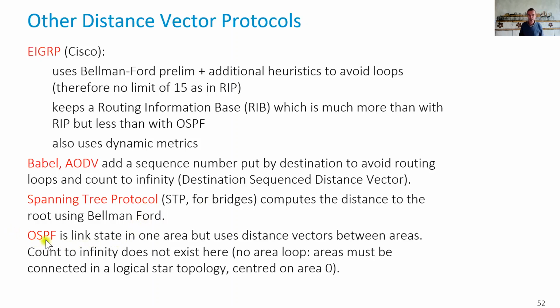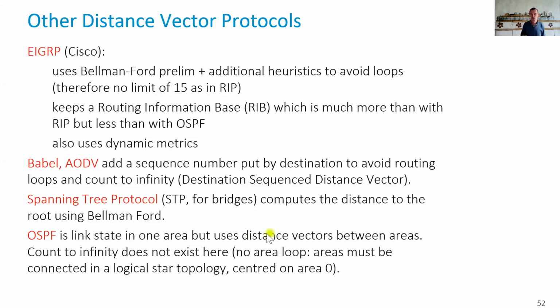Our old friend OSPF is link state. That's the prototype of link state, but it's link state only in one area. What we have seen is that between areas, if we have more than one area, we have one area that should be area 0, and the border routers that belong to both area 0 and another area will inject into their areas their distance vectors.